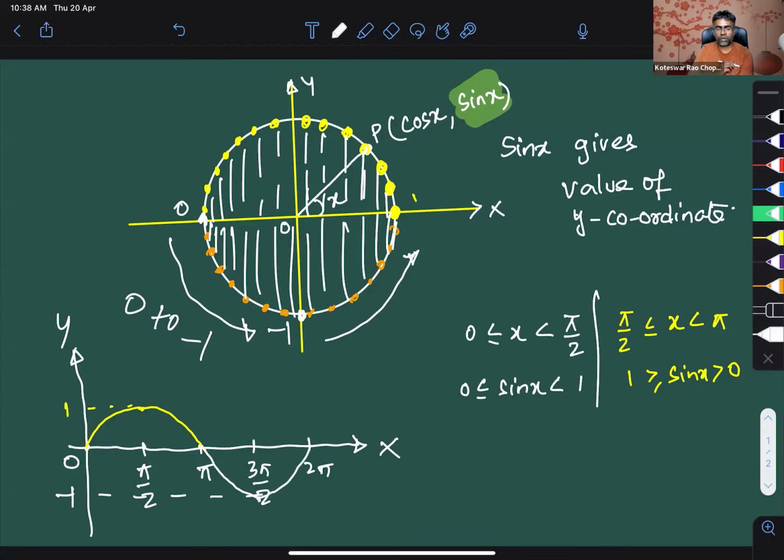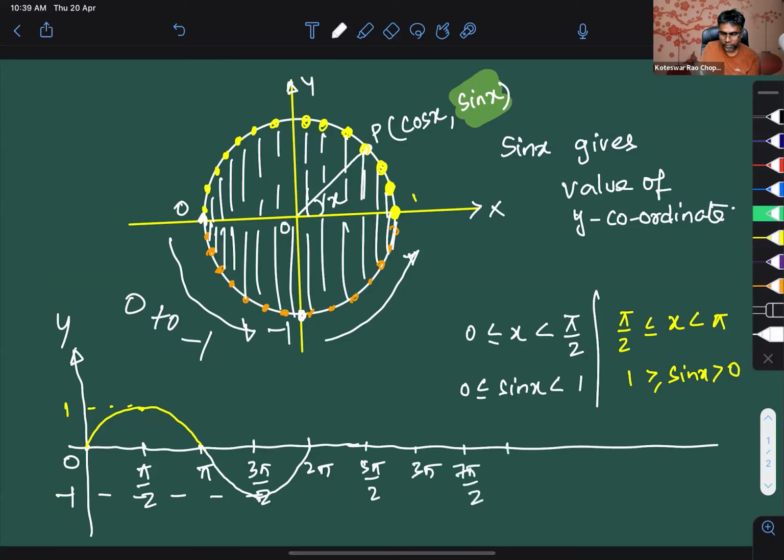But does the story stop there? The story doesn't stop there, because you can actually go around the circle any number of times. So now after 2 pi, what will happen? 2 pi plus pi by 2, so that will be 5 pi by 2. And then again another pi, so 3 pi. And again 3 pi plus pi by 2, so that will be 7 pi by 2. And again 4 pi. Now, do you see, Harsha, the pattern will start repeating?